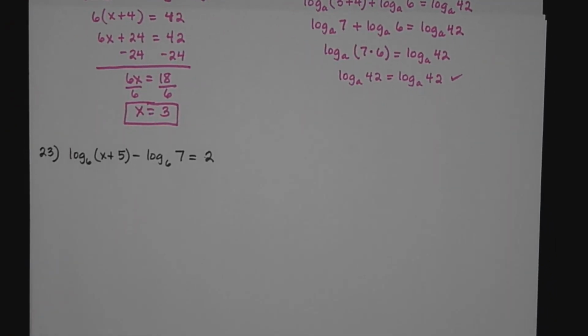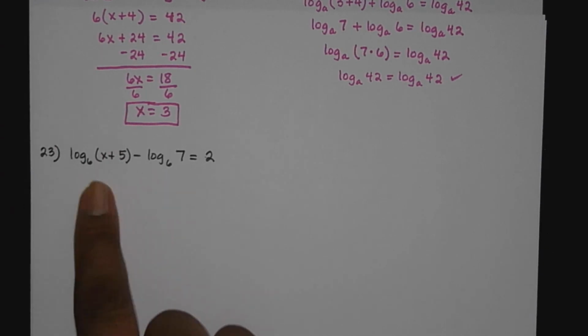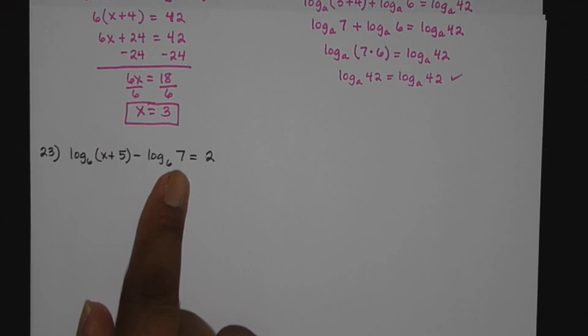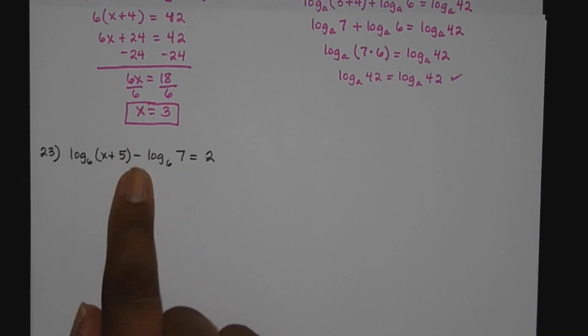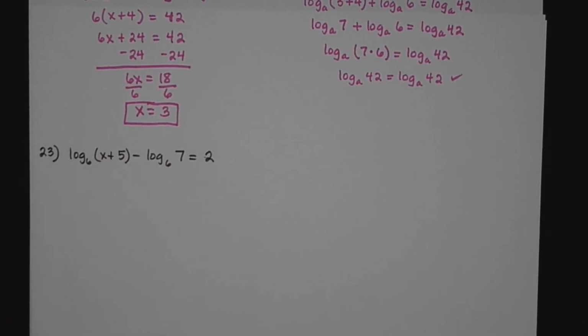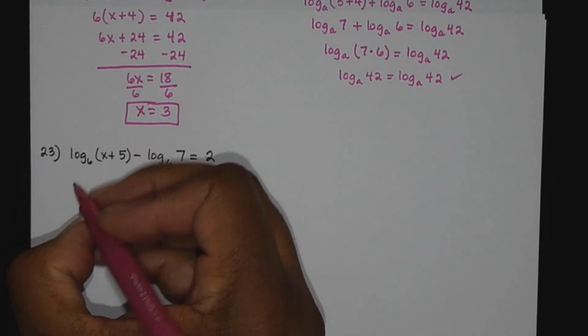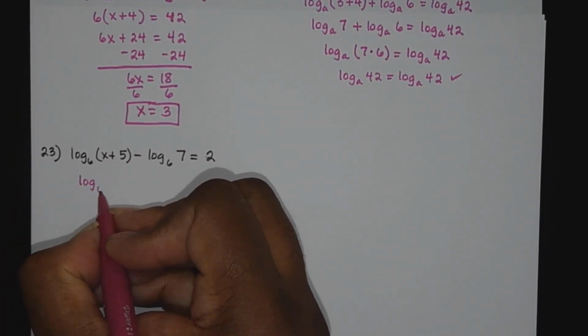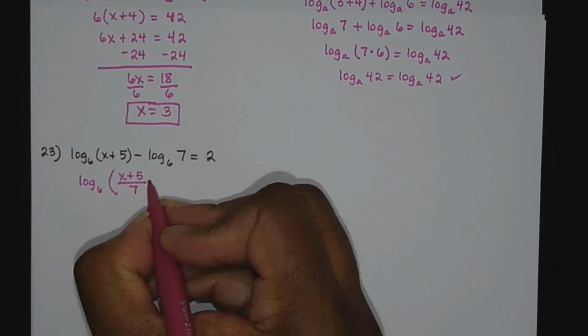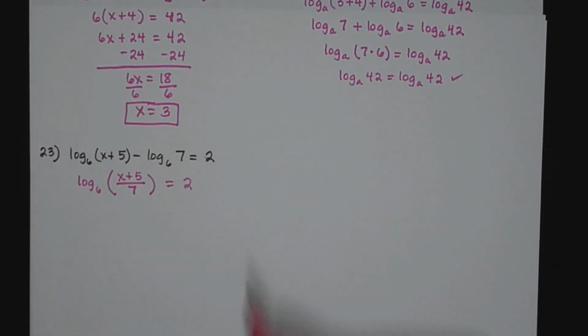Now here we have a logarithm only on one side of the equation. But of course we have to condense this left side. What rule can I use here? It's either going to be the product rule or the quotient rule. Quotient. So the difference of the individual logarithms is condensed as the log of the quotient. So I'll condense that as log to the base 6 of x plus 5 goes in the numerator, and the 7 goes in the denominator, and it's equal to 2.